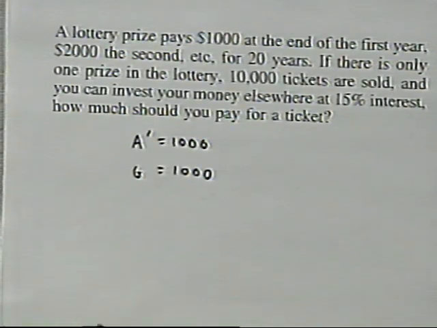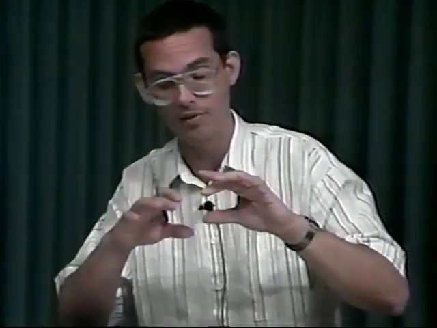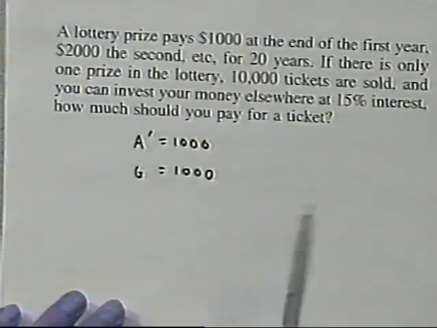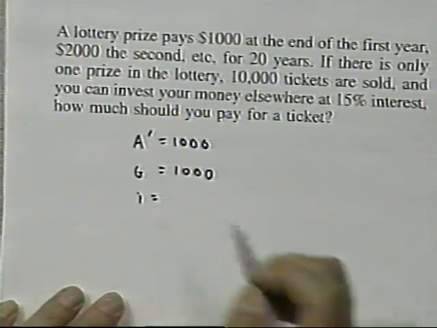So that $1,000 is in the form of an annuity. It's paying the $1,000 every year. But starting at the end of the second year, there's another $1,000 increment. And then it goes on from there. So you have to sort of take the information and break it down into two parts, the base annuity and the gradient.